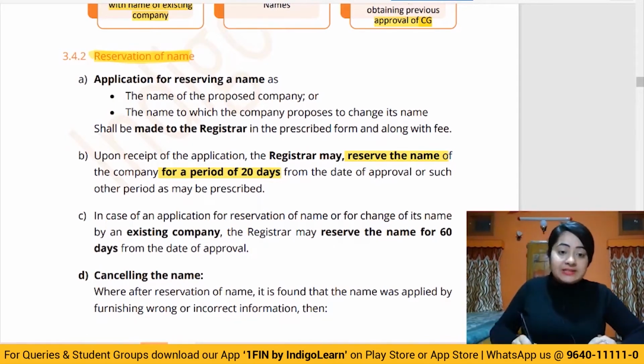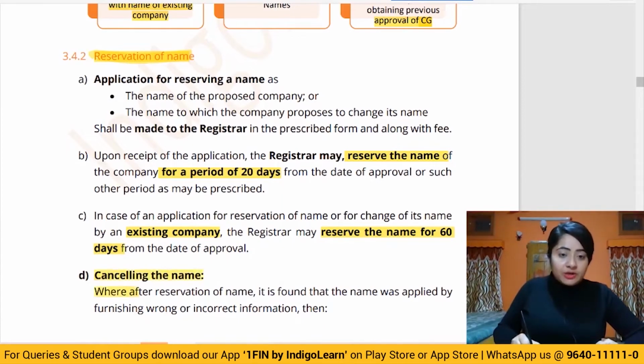In case of an existing company, if the company wants to change its name, then first they have to reserve it. It is going to be reserved for 60 days. Within 60 days the company will have to file the special resolution and all the other documents, and complete all the requirements. If it does so, then the name is going to be final. Otherwise, that reserved name is going to be released for anyone else to take up.